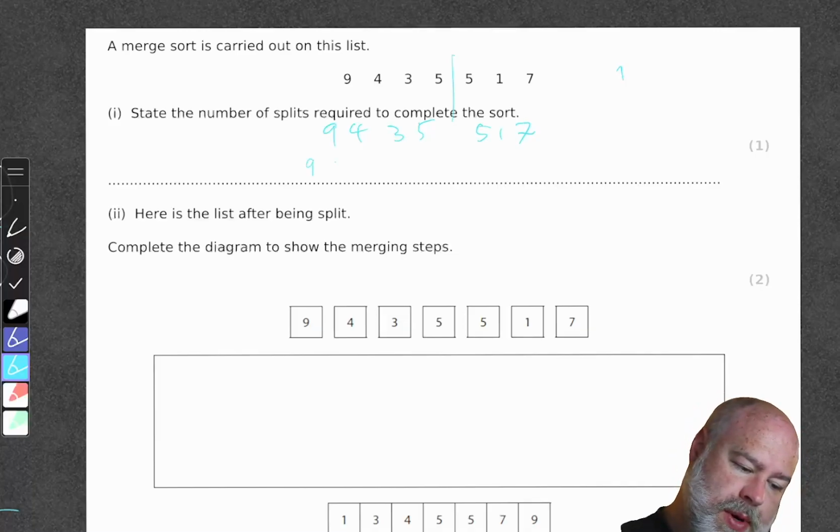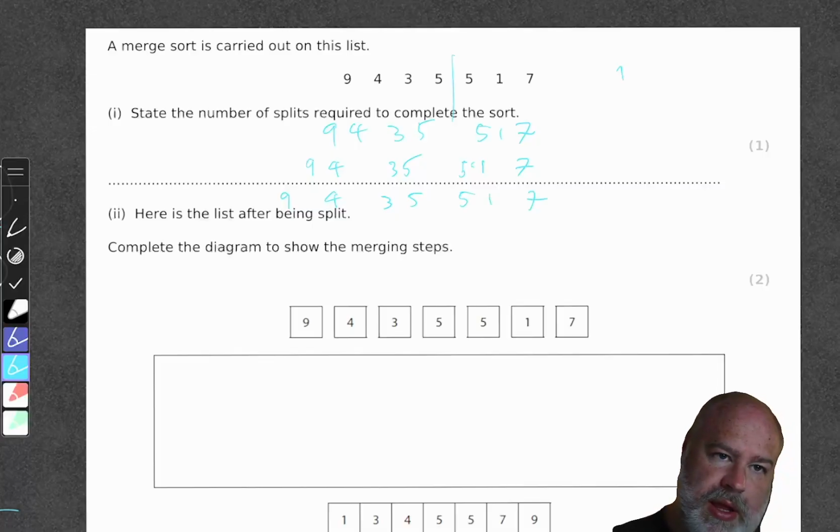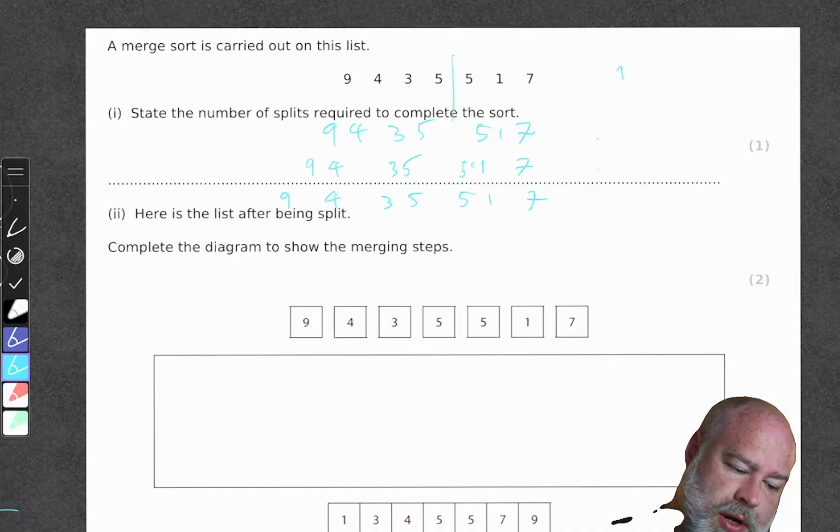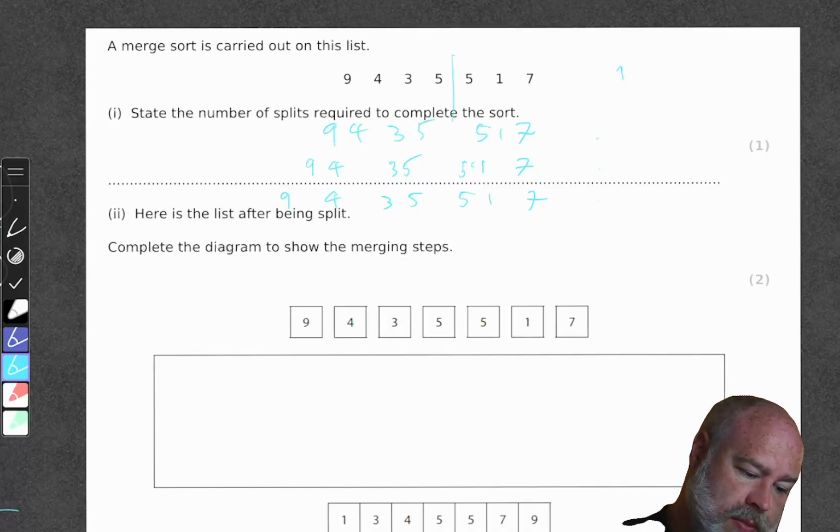Then split up again: 5, 1, 7. And then split up again to 9, 4, 3, 5, 5, 1, and 7. So now that we're in individual numbers, what we would be doing is going back the other way to make groups: 4 and 9, 3 and 5, 1 and 5, and 7, and putting those all together.